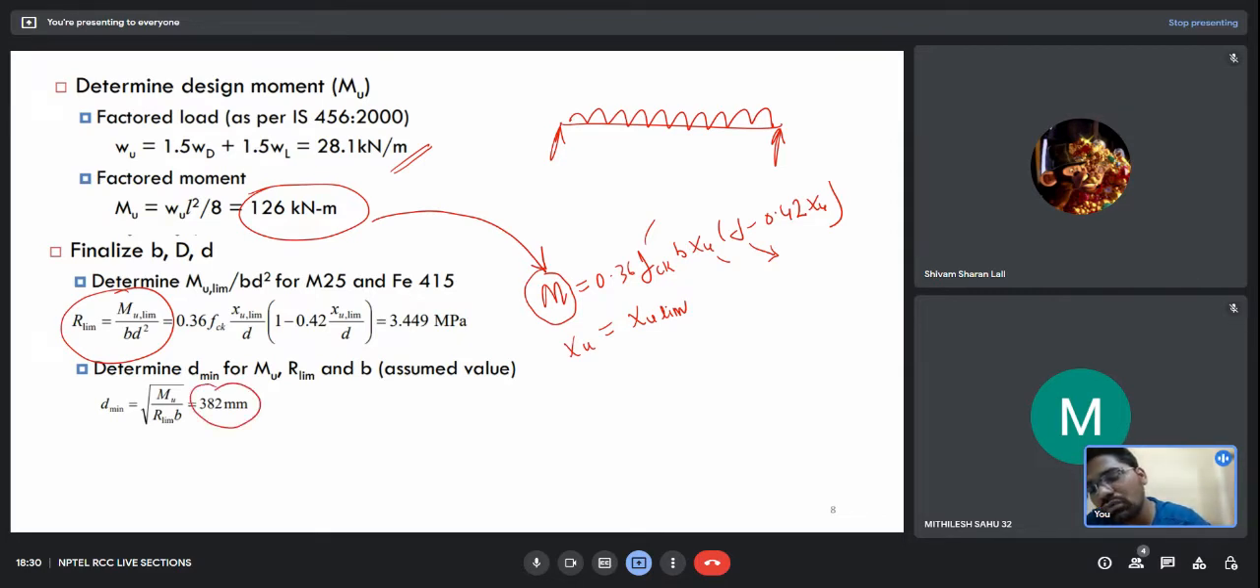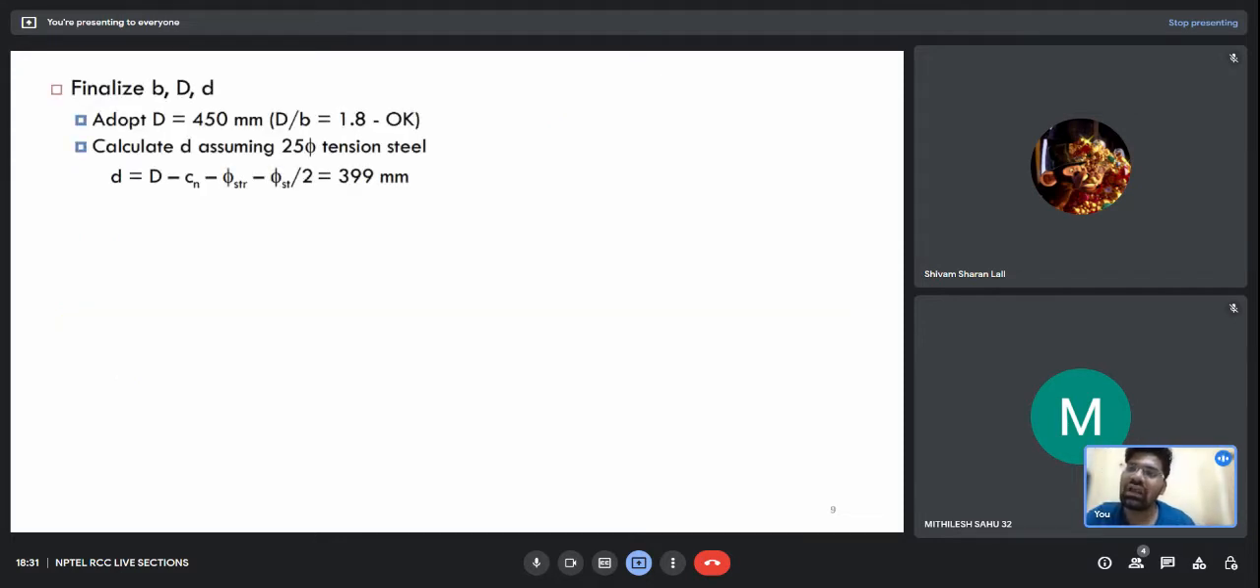So at least 382 depth has to be provided in order to take a moment of 126 kilonewton meter. So what dimension did I assume? I assumed a dimension of 600, so that would not be an economic design. I will have to reduce that D. So let's take some other value of D. Now I am assuming that D is 450, and let's calculate the effective depth.